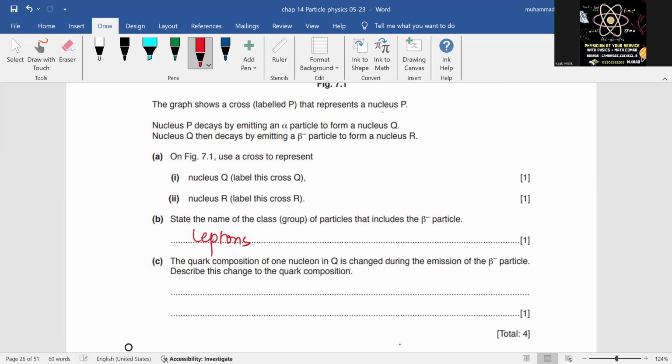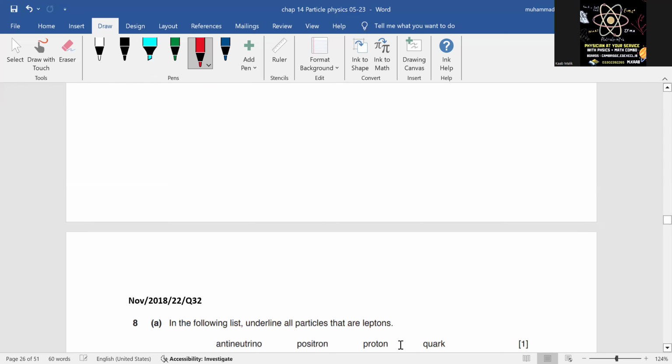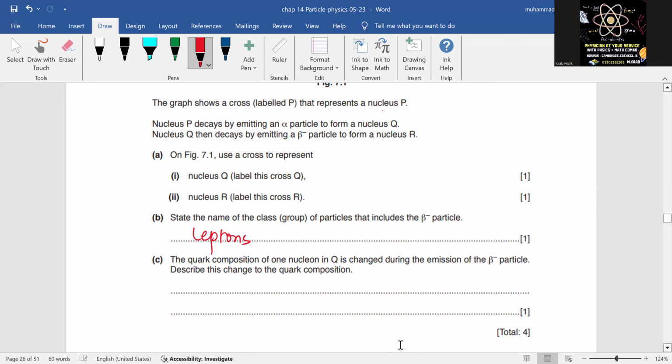The quark composition of one nucleon in Q is changed during the emission of the beta minus particle. Describe this change to the quark composition. Yes, can you tell? Give me 1 second. Proton. Why? They're asking for the quark, not the proton. So like the quarks of the protons. Yes. So two up and one down.